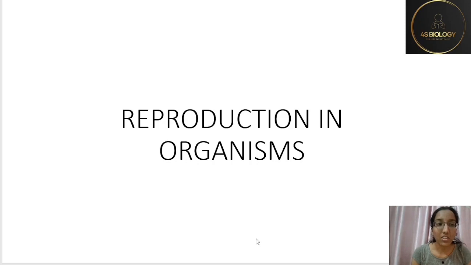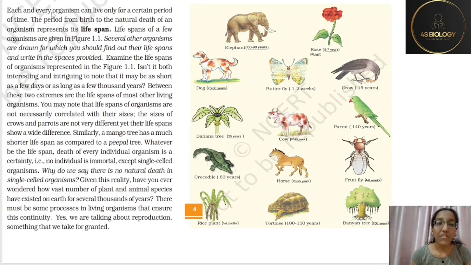So today we are starting a new lesson, that is reproduction in organisms. So this will be the first chapter of your one day one chapter crash course and NCERT review series. So let us begin. Each and every organism can live only for a certain period of time, that we all know. So the period from birth to natural death of an organism represents its lifespan.